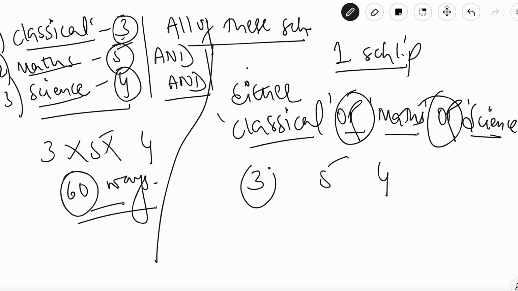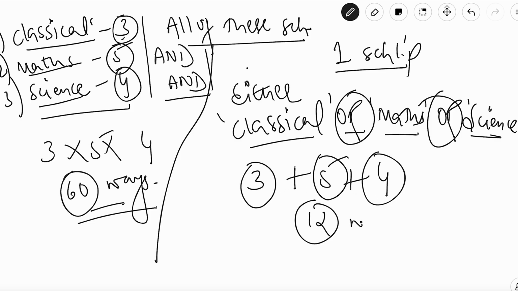So if we choose classical, there are 3 ways to award one scholarship. Or if we choose maths, there are 5 ways to award one scholarship. Or if we choose the third category, there are 4 ways to award one scholarship from science. So overall 5 plus 3 is 8, plus 4, there are 12 ways to award one scholarship from all these 3 categories. Now moving on to the next question.